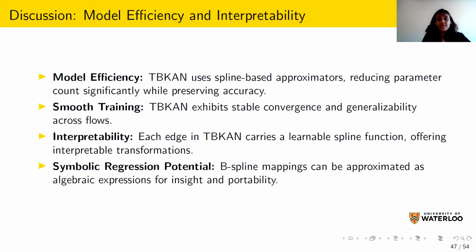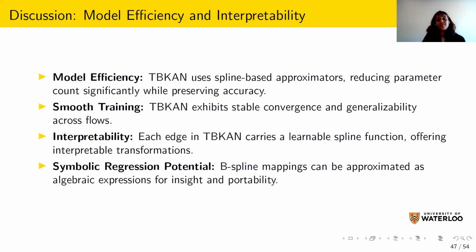And if we look at the model efficiency, we are reducing the parameter count because of the spline-based approximators, and the training process was smooth with TB-CAN. There was stable convergence across the flows, and there is potential for symbolic regression where the B-spline mappings can be approximated as algebraic expressions, just for more insight.